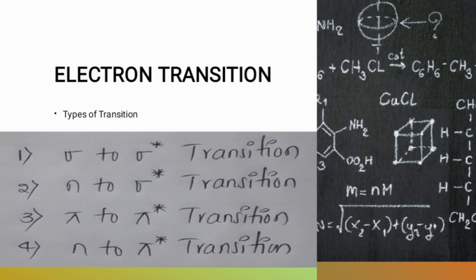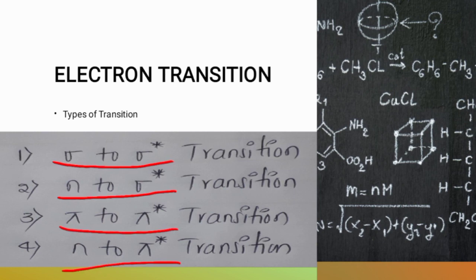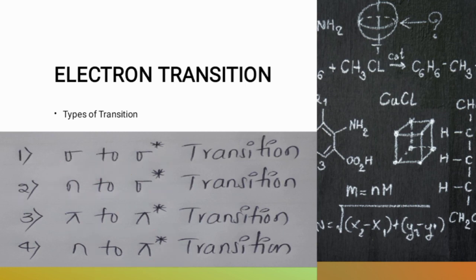Absorption of ultraviolet or visible radiation involves sigma to sigma star transition, n to sigma star transition, pi to pi star transition, and n to pi star transitions. And now the first one is the sigma to sigma star transition.